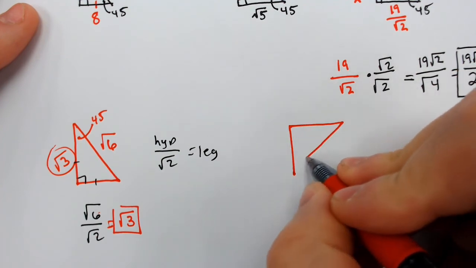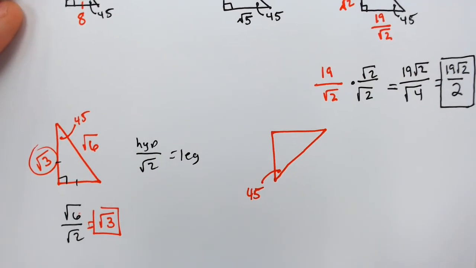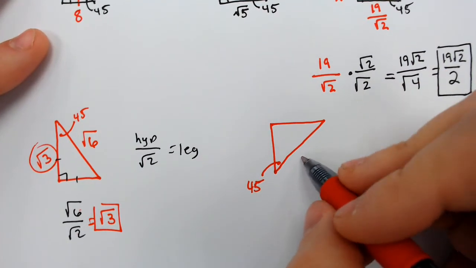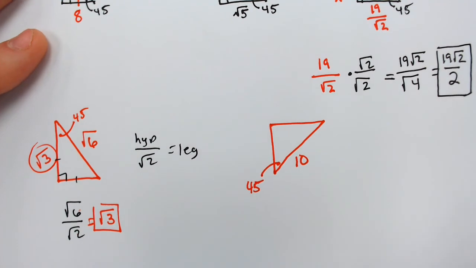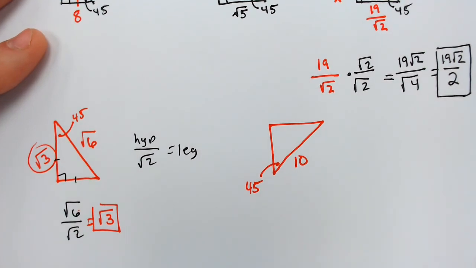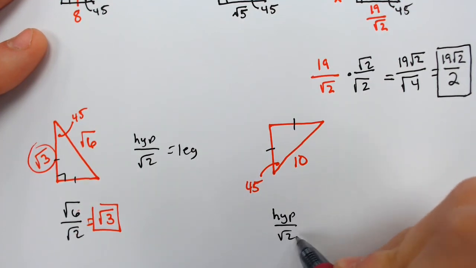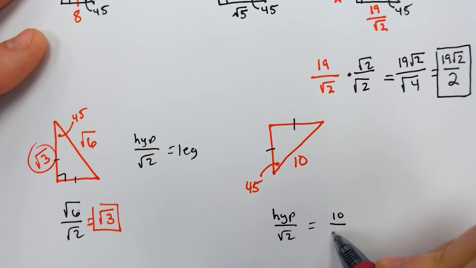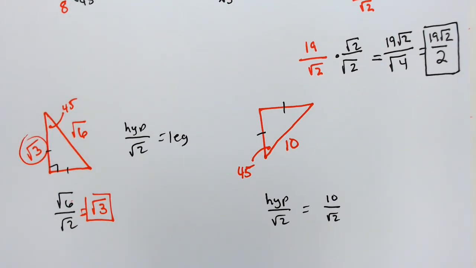Let's make this one a slightly different way of viewing it. So what if we were told that this part right here is 10? Then I would need to find the legs. Well, the legs are going to be the hypotenuse, again, divided by the square root of 2, which means we have 10 divided by the square root of 2.